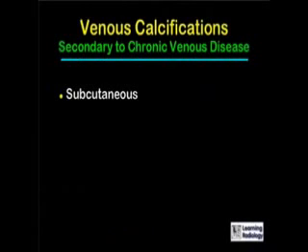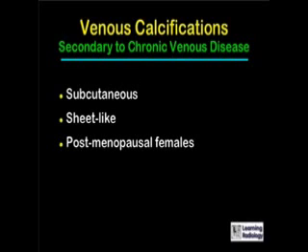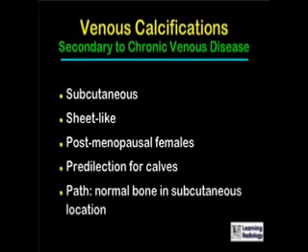And there can be calcification, ossification, secondary to chronic venous disease. This tends to be subcutaneous and sheet-like. It occurs mostly in postmenopausal females. It has a predilection for the calves, and pathologically there is normal bone that is formed in a subcutaneous location. This is an example of what chronic venous insufficiency looks like in the calves. You'll notice that the calcification is diffuse, it is sheet-like, and it involves the entire calf.